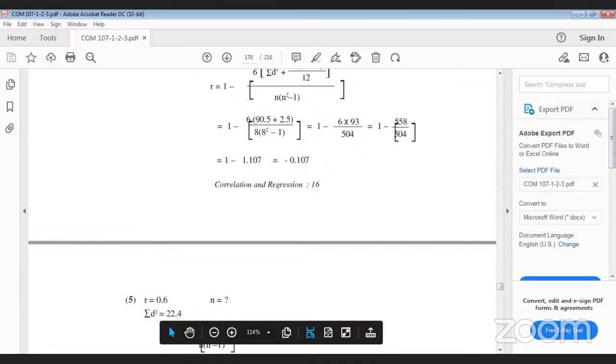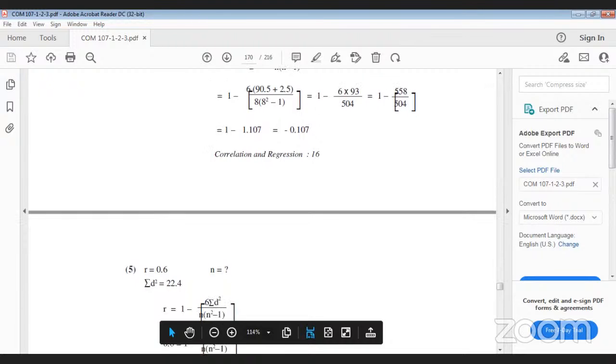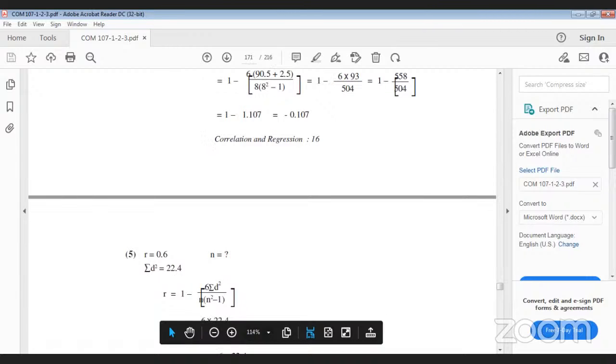Here you are given r is equal to 0.6, and sigma d square is 22.4. We have to find out the number of students here.